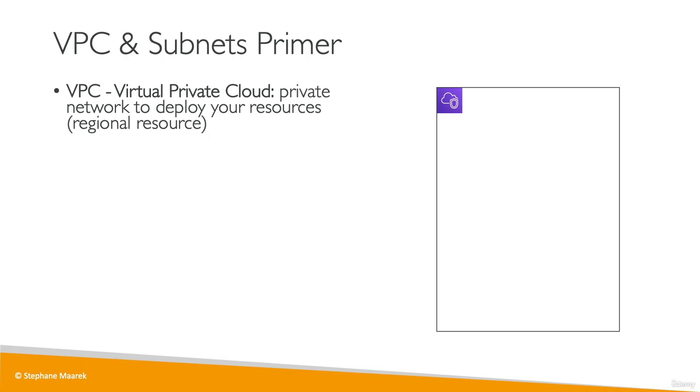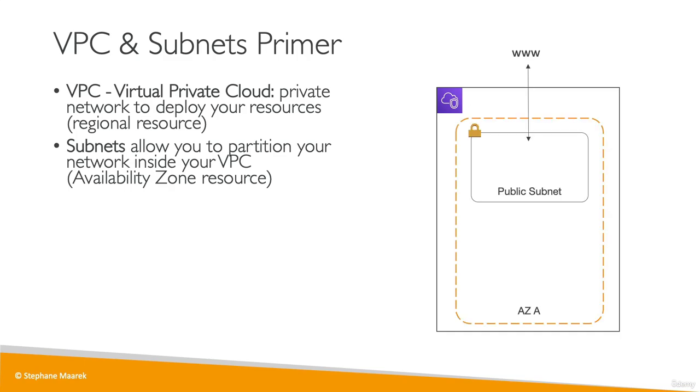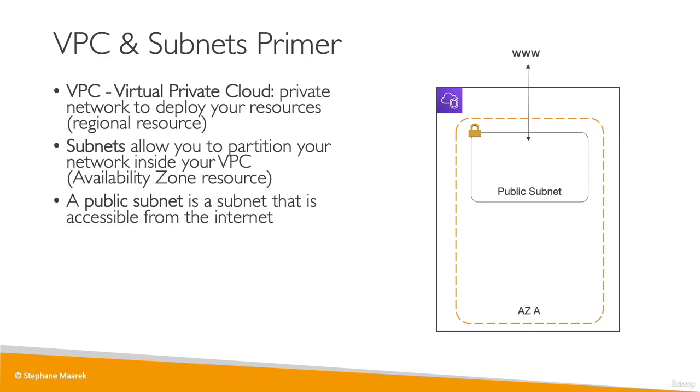Here's my VPC that I've created, and within the VPC, we can have subnets. A subnet is going to be a part of the VPC, so a partition of your network, and it is going to be associated with an availability zone. So here in an example, we have an AZ A, and within this AZ, we're going to have, first of all, a public subnet. This public subnet is special because it is a subnet that is accessible from the internet. As you can see on the diagram on the right-hand side, the public subnet has direct connectivity to the internet, and the internet can directly reach our public subnet.